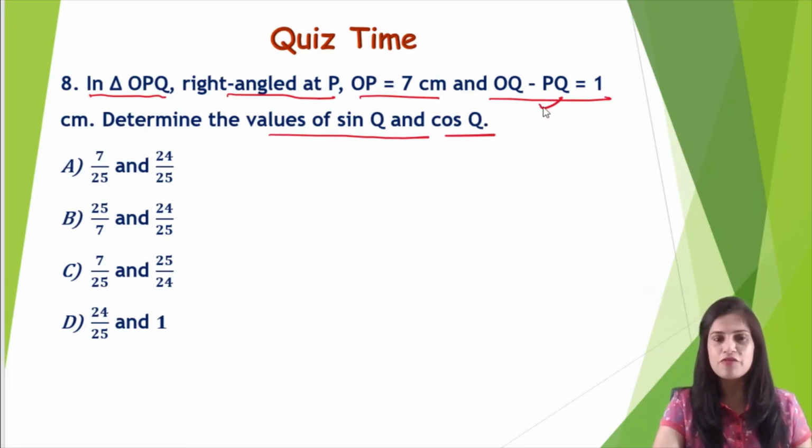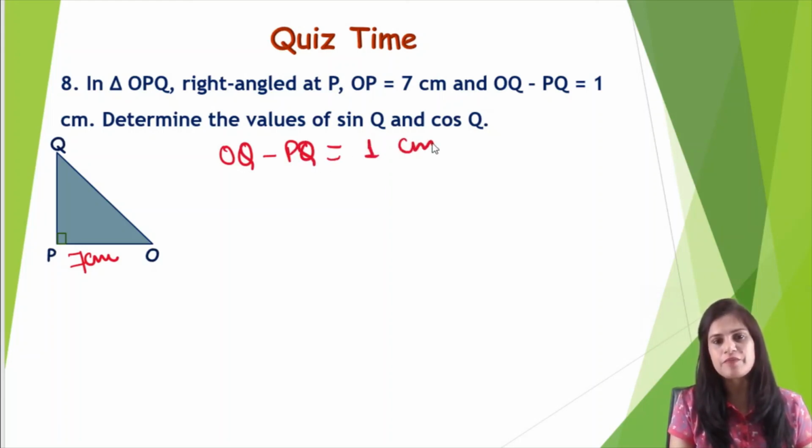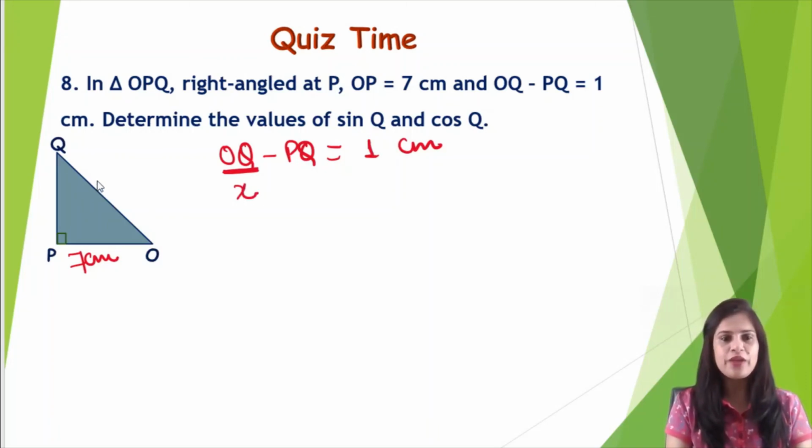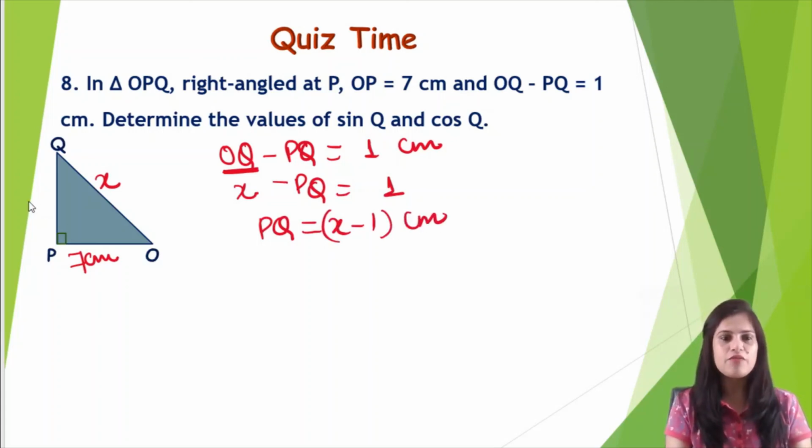So let's make the figure first. Figure will look like this, where OP is 7 centimeter and we have got the relation of OQ minus PQ as 1 centimeter, right? So in this type of question, what we do, we imagine or we assume one of the sides as x, Mr. X. So let's take OQ as x. OQ minus PQ is equal to 1. Then how much is the value of PQ? It would be x minus 1 centimeter.